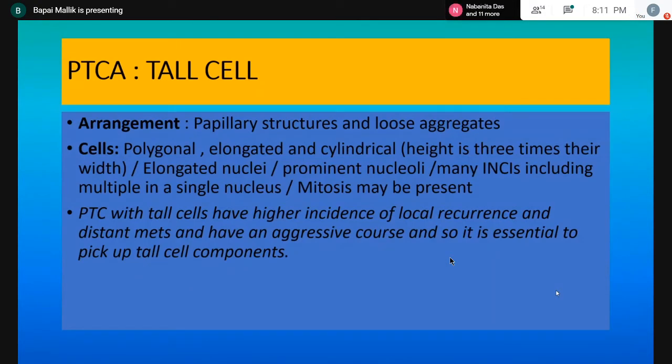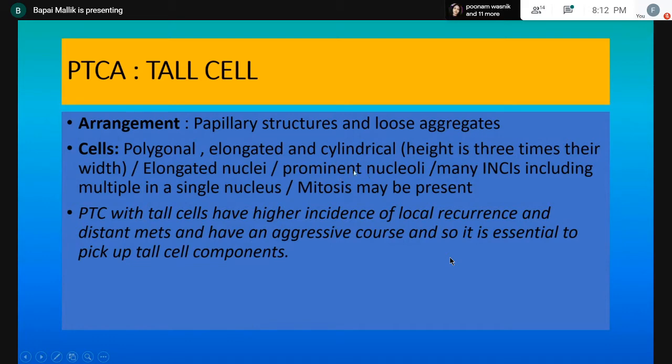Next is papillary thyroid carcinoma tall cell variant. In the tall cell variant, the cells are present in papillary structures and loose aggregates. The cells actually can be polygonal, but the important ones are elongated, cylindrical cells with the height, by definition, about three times their width. This is more of a histopathological definition, but you try to follow it in cytopathology also. So you try to look at that. They have elongated nuclei, may have prominent nucleoli.